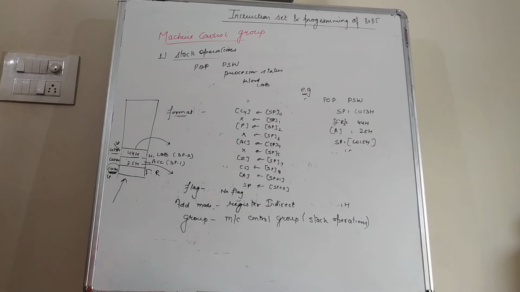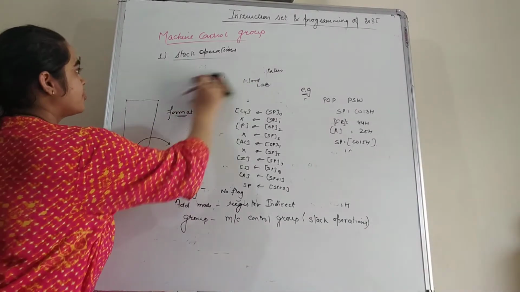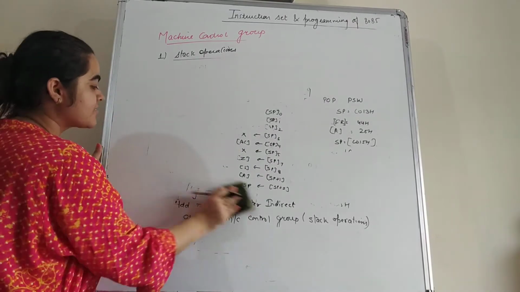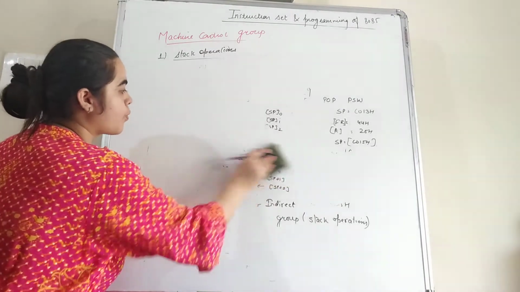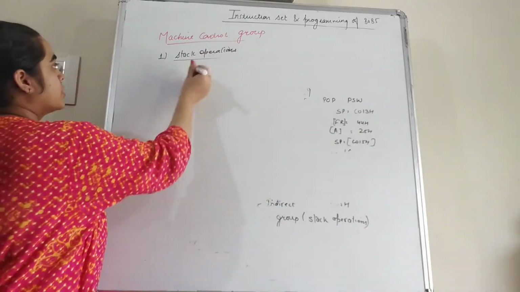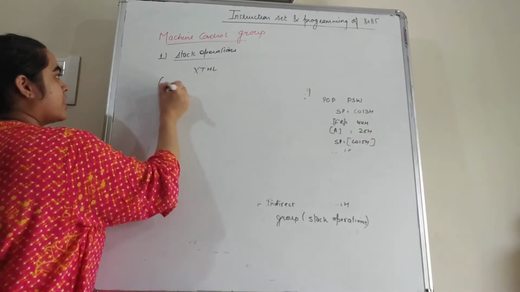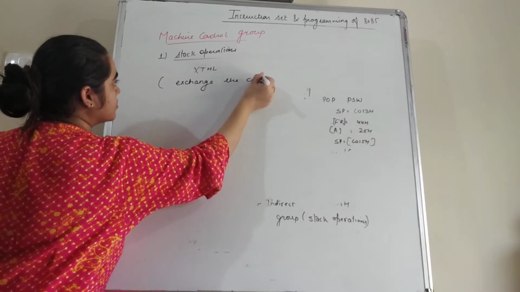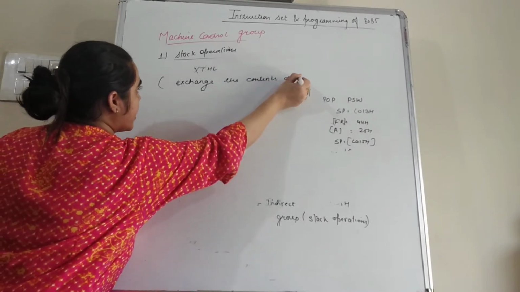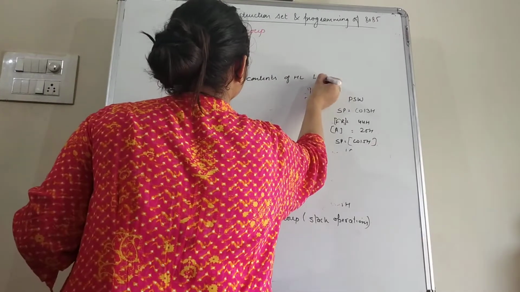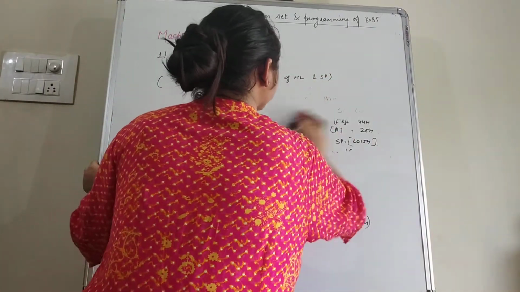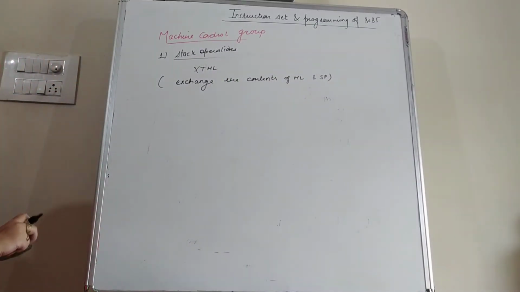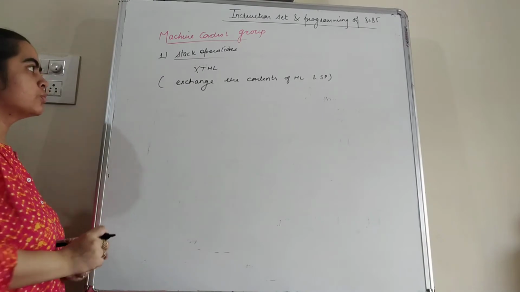The next instruction we have under the stack operations is XTHL. XTHL means to exchange the contents of the stack pointer and the HL pair. So the instruction XTHL means exchange the contents of HL and SP: the contents at the stack pointer location will be copied into the HL pair, while the contents of HL will be copied into the stack.